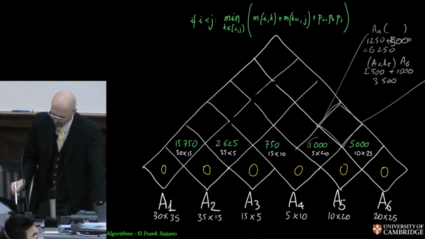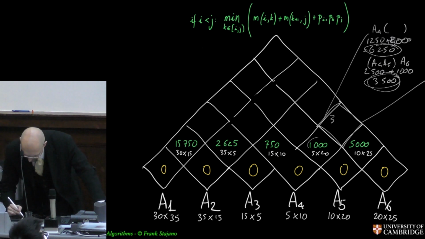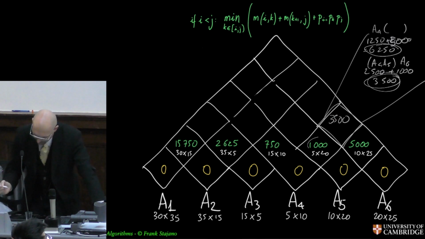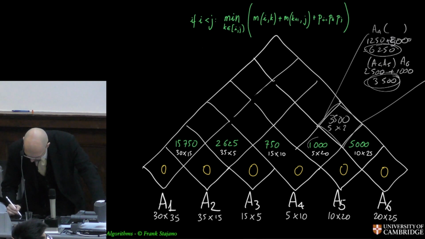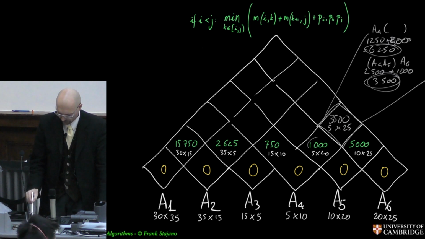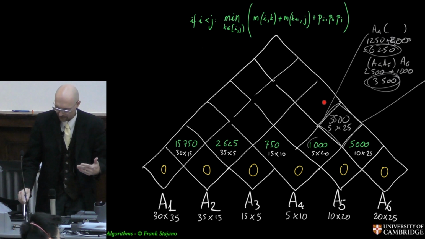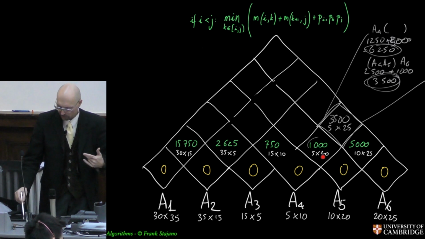So at this point I do the minimum. Which is the minimum between this one and this one? It's this one. And so that's what I write in here, 3,500. And either way, I get the matrix that is 5 times 25. And that's how I fill in each one of these other cells, always computing based on things that I had before, and then I can move on to another layer, always computing on things I had before.